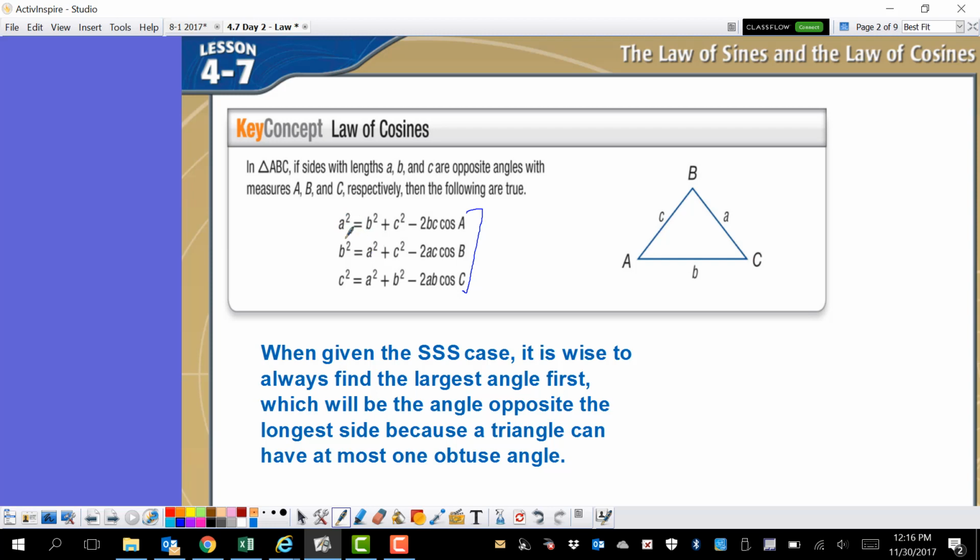Okay, so really what I look at here is I make sure that whatever's on the left-hand side and whatever I'm taking the cosine of are a side and an angle that correspond with each other, or that match up. Okay, so these are the equations that we're going to use. The other piece of advice that I'll give you before we start is it is wise to always find the largest angle first. So if you're given all three sides, the largest angle is always the angle opposite of the side that has the greatest length, which we'll see in the next problem.